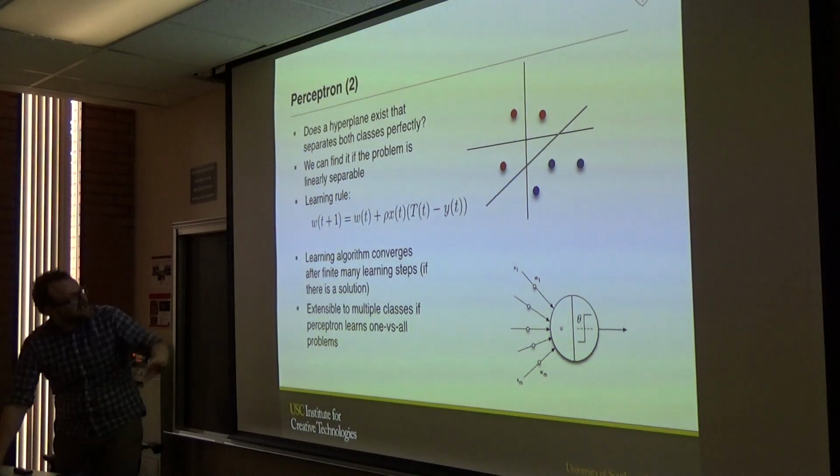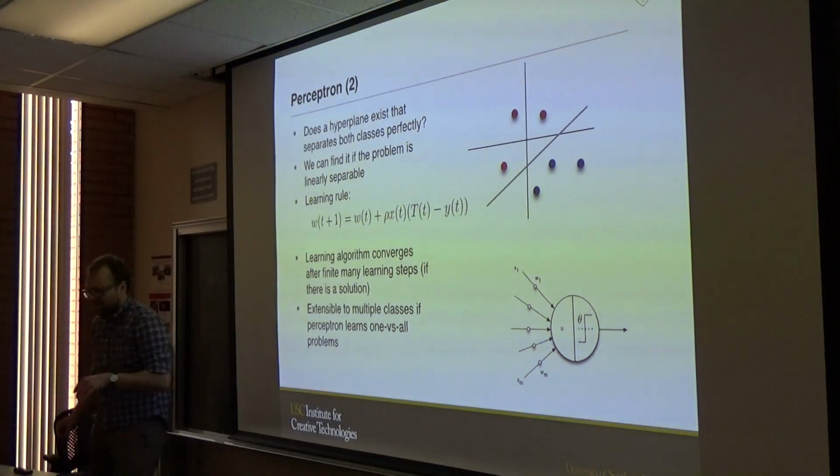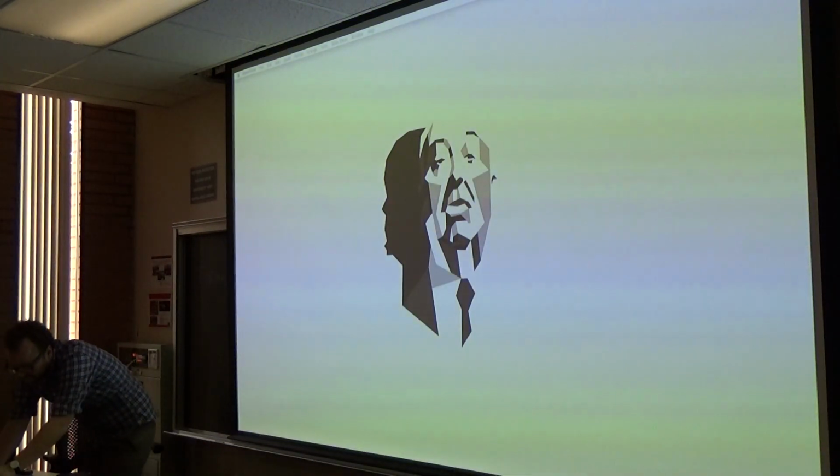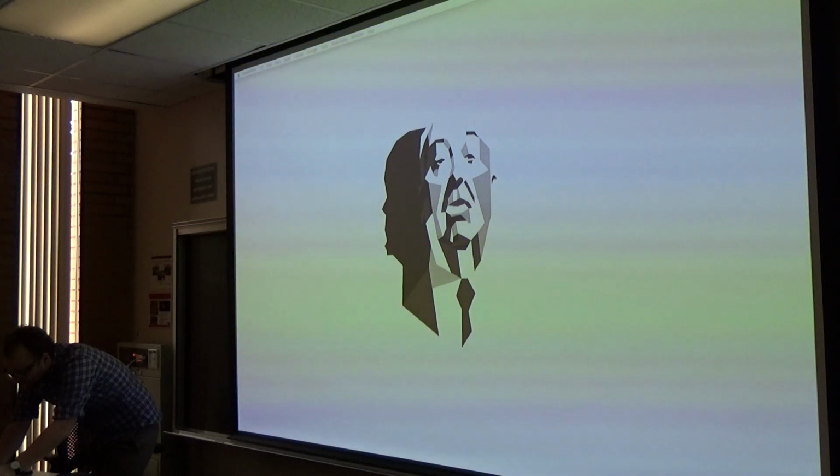And to visualize what is happening here in the delta learning rule for the perceptron, I brought a little visualization for that. Hope I can find it.